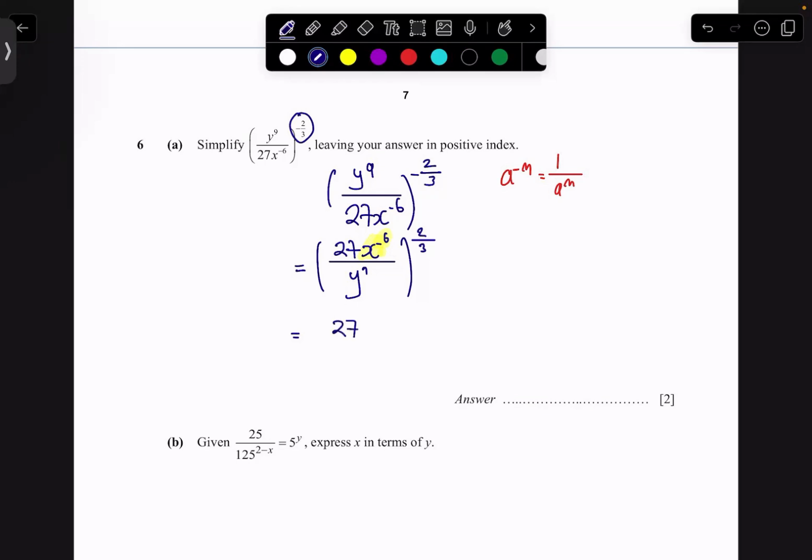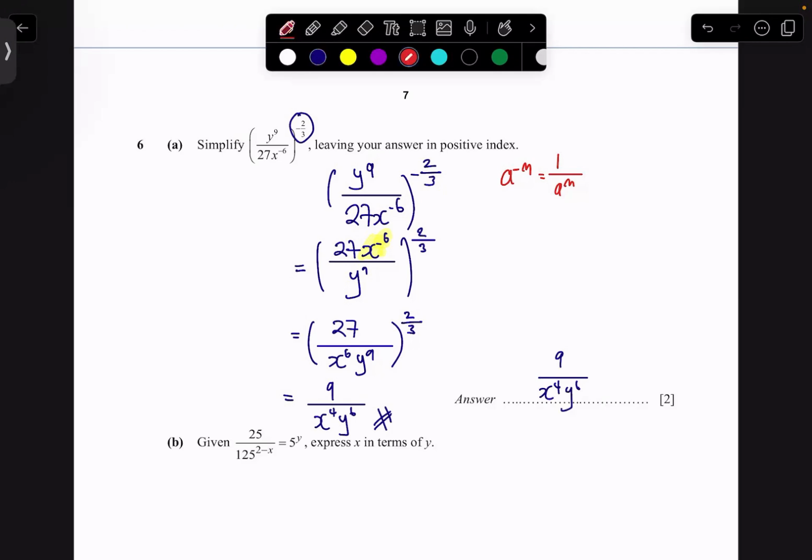Now we will go down. So we have 27 over x^6 y^9, all to the power of 2/3. Now for numbers dealing with indices, we have two ways. The most common way that I'll do is just key into the calculator. 27 to the power 2 over 3, the calculator will show you that the answer is 9. Now for the powers, they are multiplicative. So 2/3 times 6, I will get x to the power of 4. y cubed times 9, I will get y to the power of 6. Answer.